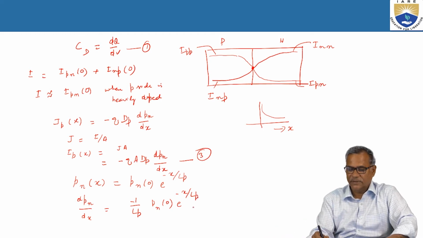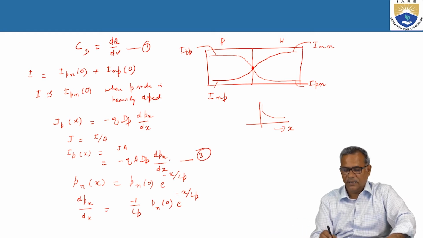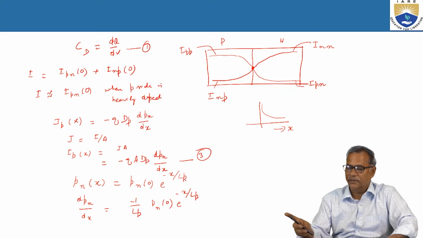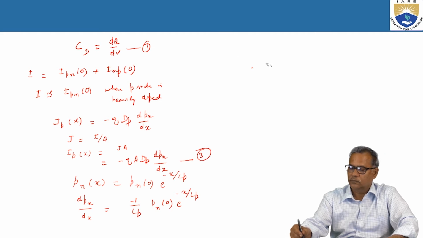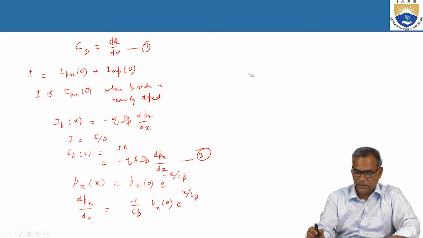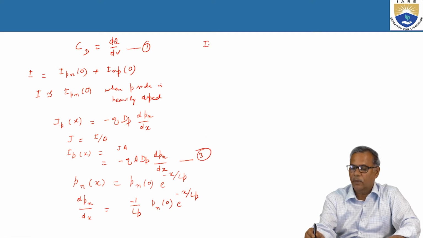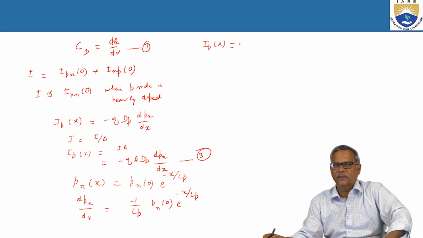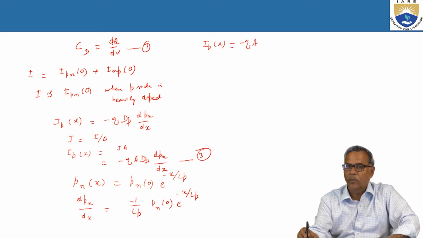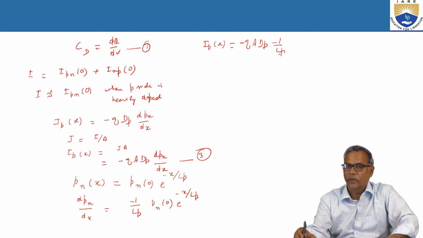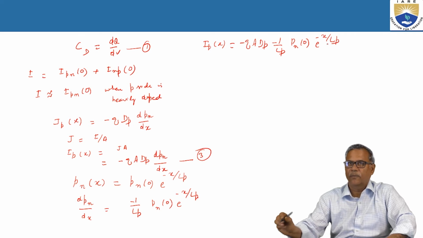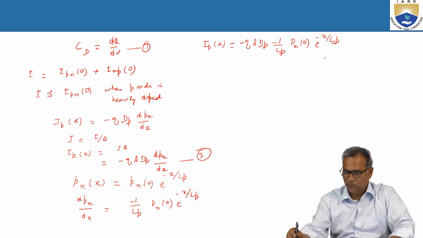Now let us substitute this in equation 3. In equation 3 we have dPn by dx, and let us substitute it there. Substituting this in equation 3, we get IPX is equal to minus QA DP, and dPn by dx is minus 1 by Lp into Pn0 into e power minus x by Lp. Let us say this is equation 4.